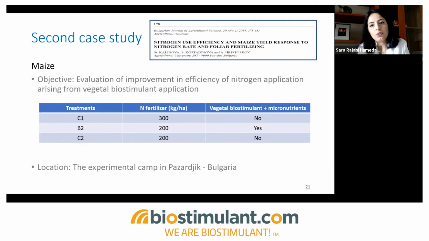The second case study focuses on improvement in the efficiency of nitrogen consumption for maize cultivation in response to vegetal biostimulant application. Therefore, 3 treatments were defined in the experimental camp in Bulgaria. These treatments are distinguished by use and non-use of vegetal biostimulants and reduced nitrogen fertilizer consumption. We performed carbon footprint analysis by elaborated data from the published results.